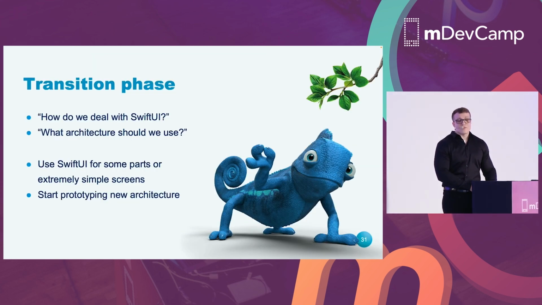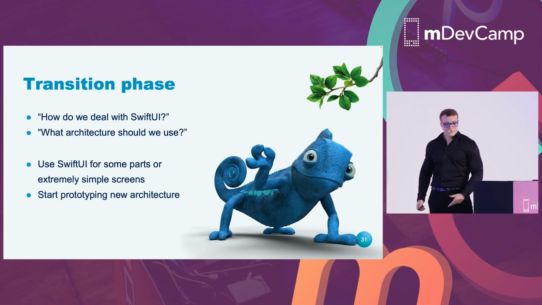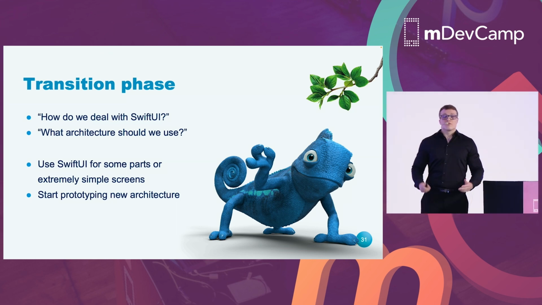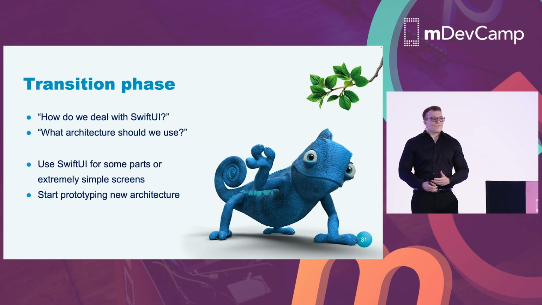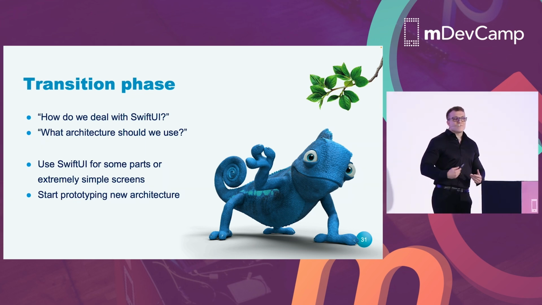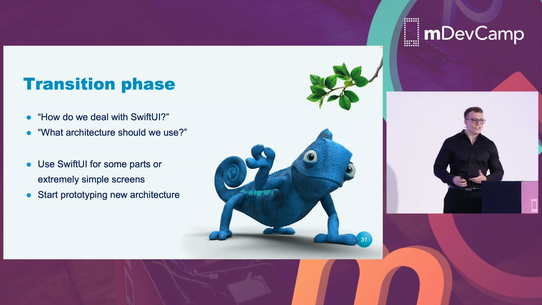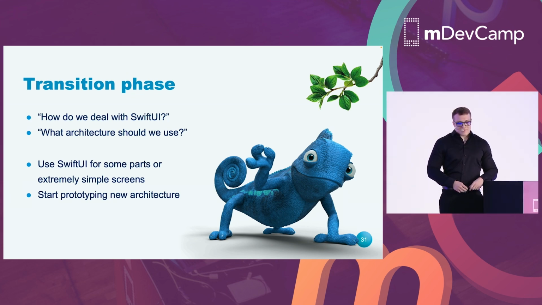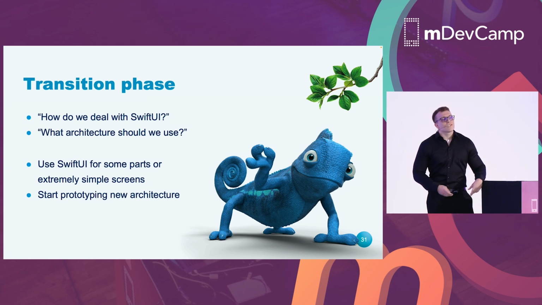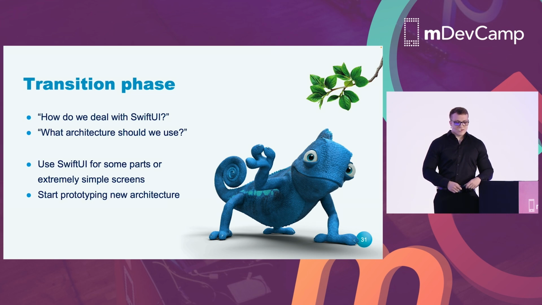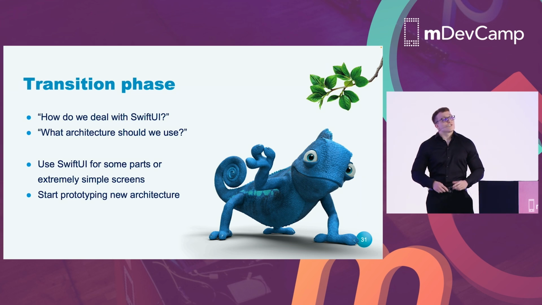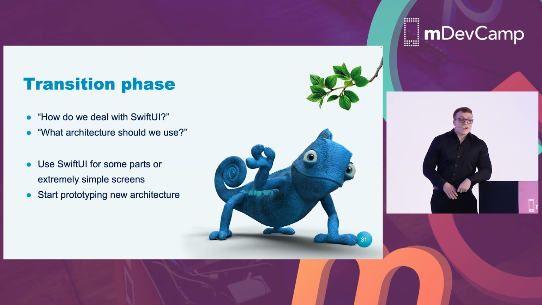So let's talk about something we call the transition phase. How do we deal with SwiftUI? What architectures should we use? I mean, our MVP does not work for SwiftUI, right? View itself is view model in Apple terms, and we were baffled. We had to do other architecture talks, and we decided during this transition, before we decide on the architecture, let's use SwiftUI for some parts or extremely easy screens.